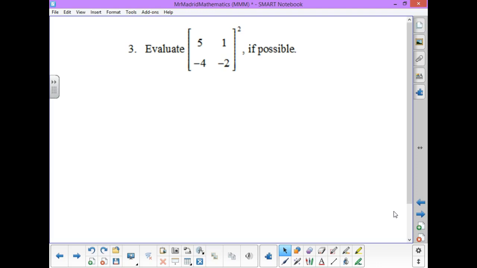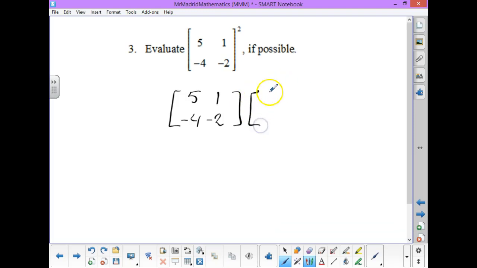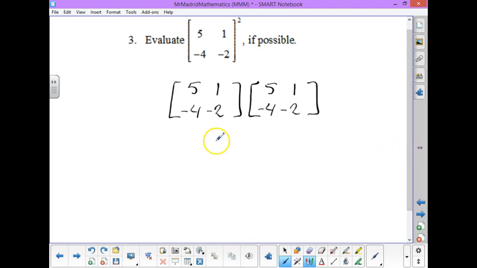Again it says evaluate if possible. For the sake of keeping this video short, I may not do the whole thing, but let me get you started. If you use your prior algebra knowledge, this is a square, so all that's going to tell you is to multiply this matrix by itself. Which means now you can follow the earlier steps. I'm once again going to verify that this one is a 2 by 2 and this one is a 2 by 2.